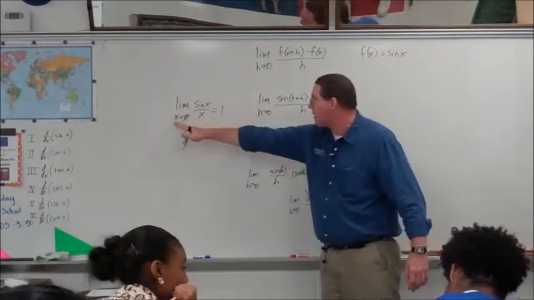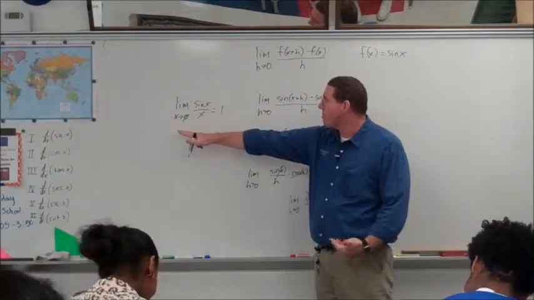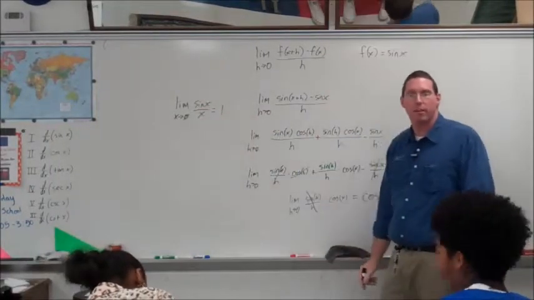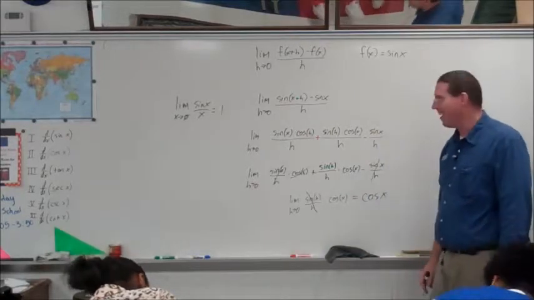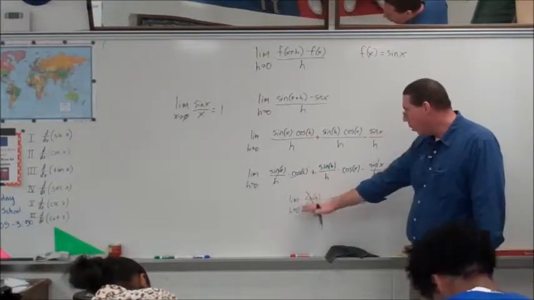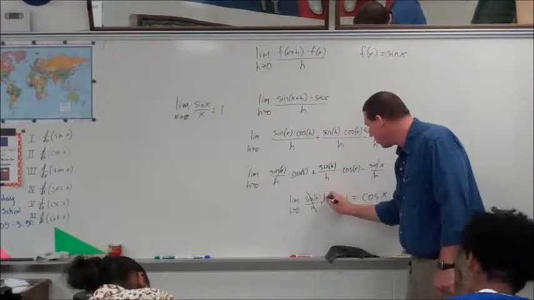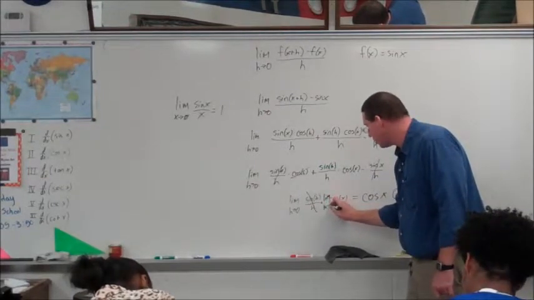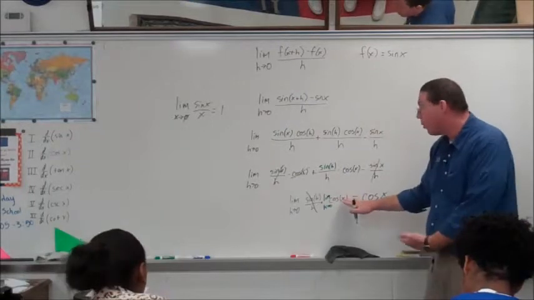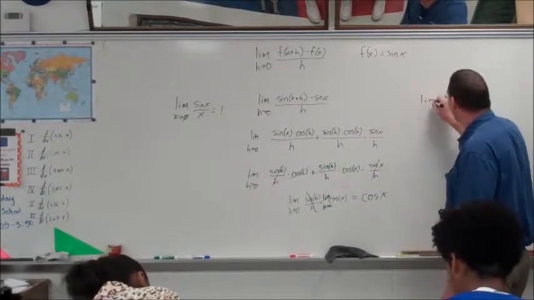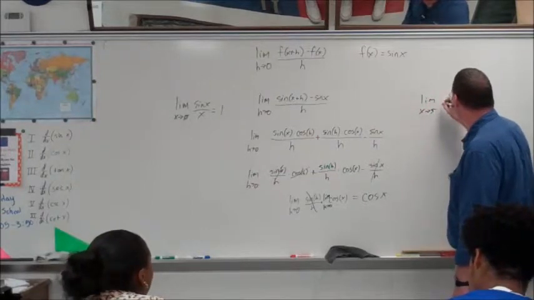It could be the limit as swirly approaches 0 of sine of swirly over swirly. It doesn't matter what the letter is. Okay. So this is 1. And now, if we had split it up into 2 limits, this would be the limit as h approaches 0 of cosine of x. There's no h here to plug it into. What is the limit as x approaches 5 of 19?